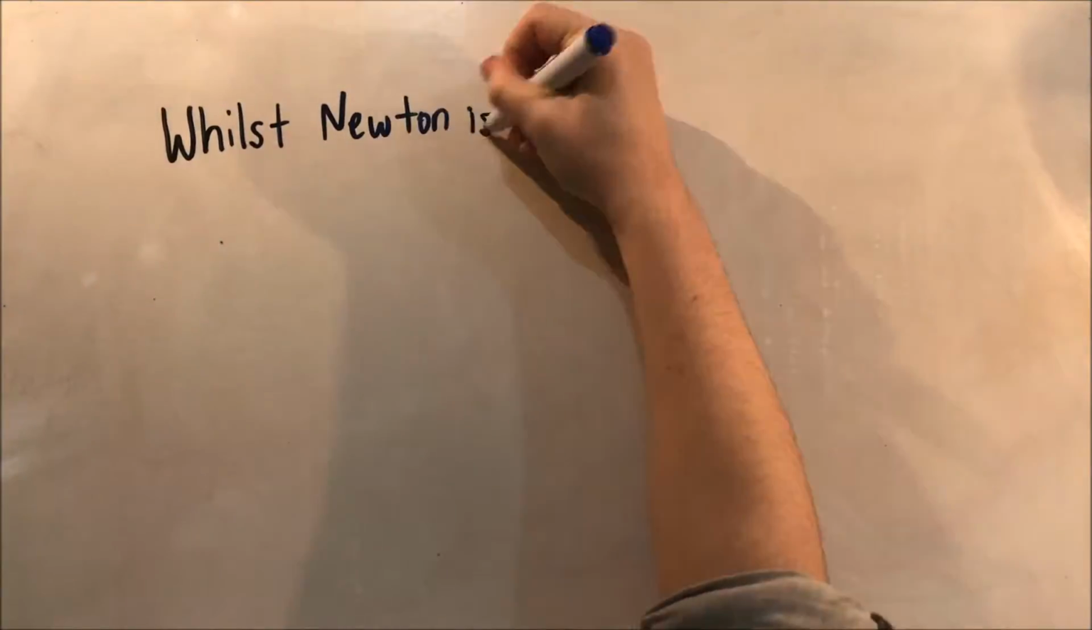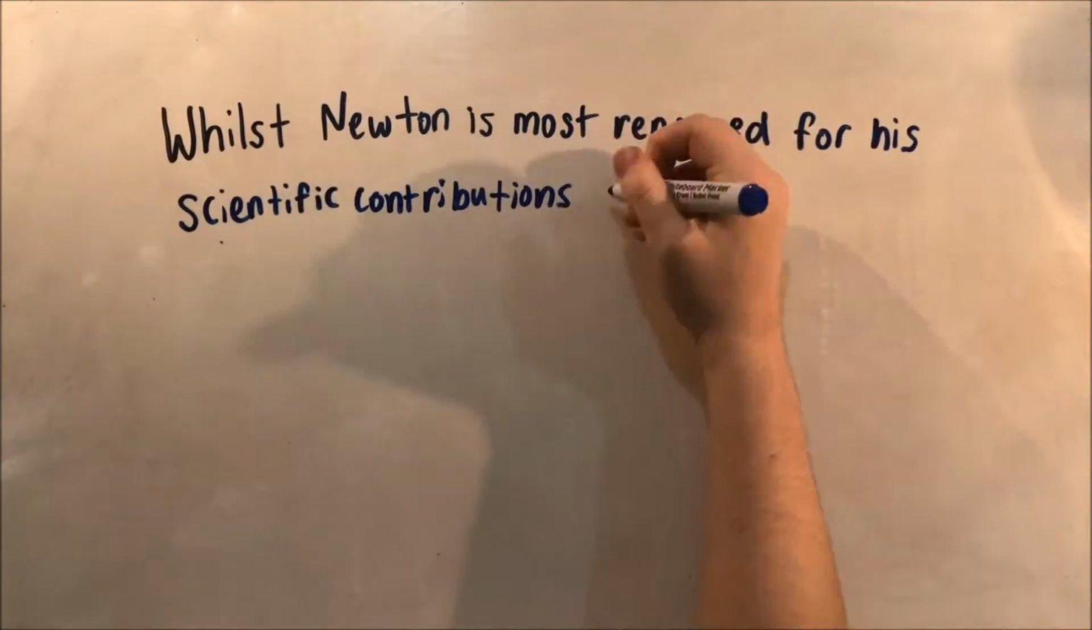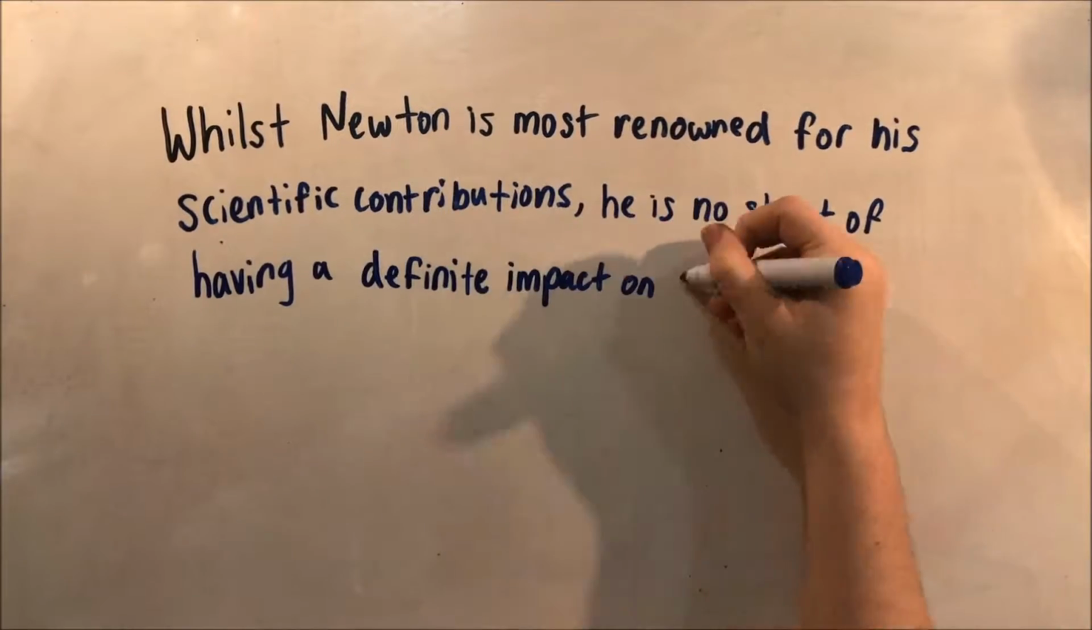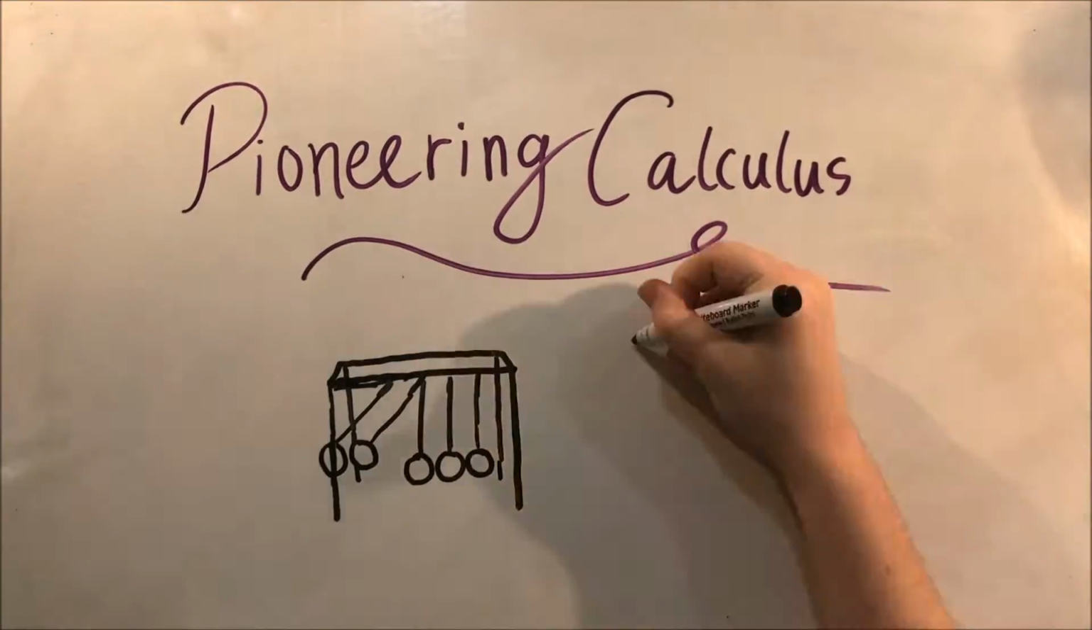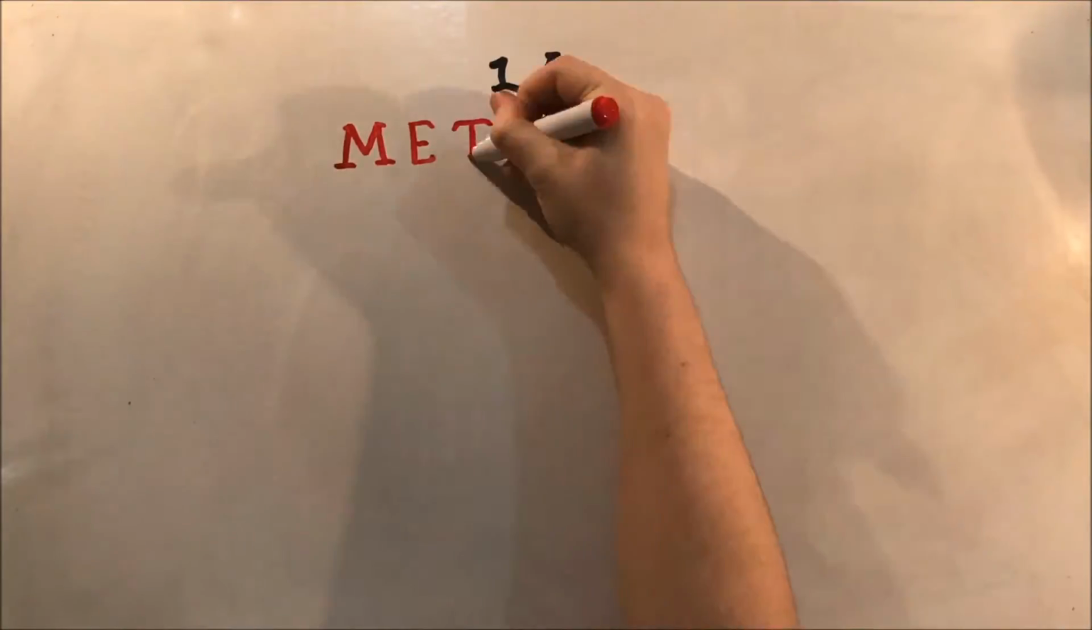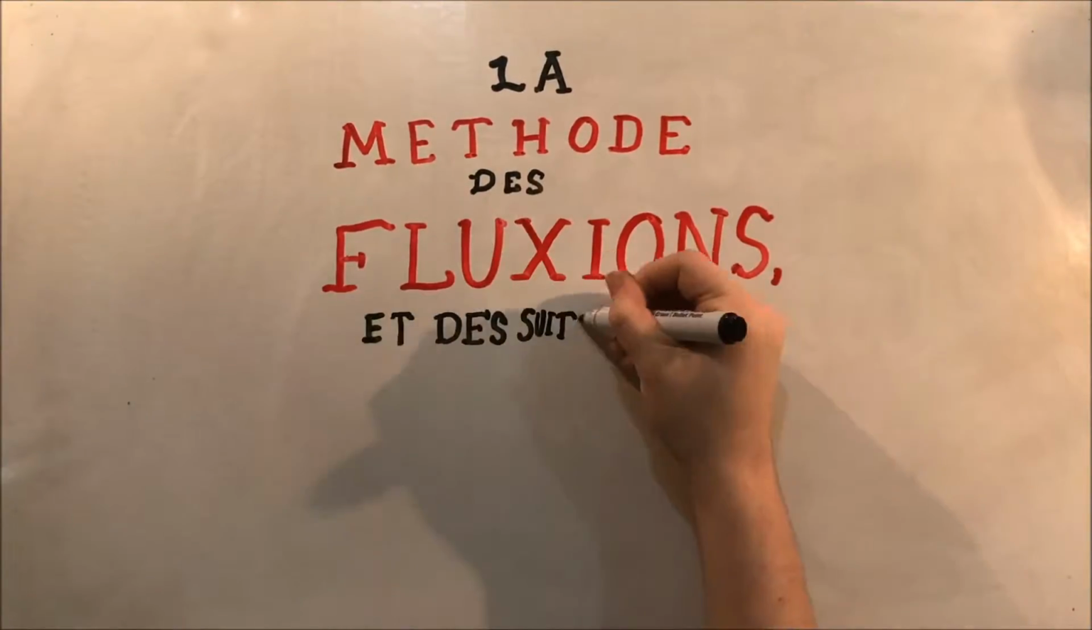Whilst Newton is most renowned for his scientific contributions, he is no short of having a definite impact on the area of mathematics as well. His biggest achievement is arguably his work in pioneering calculus, which proved essential for his ventures into the laws of motion. He conceived his method of fluxions, which was his name for calculating the slope of a curve.